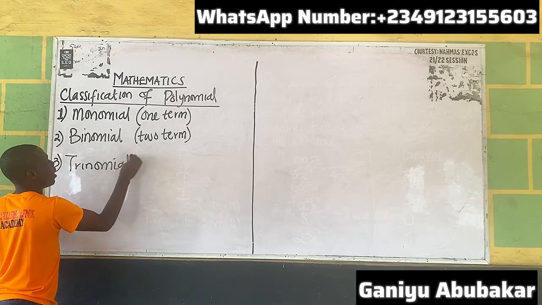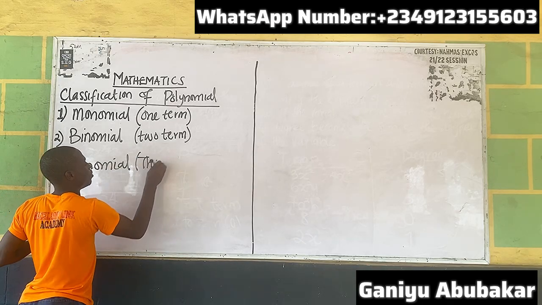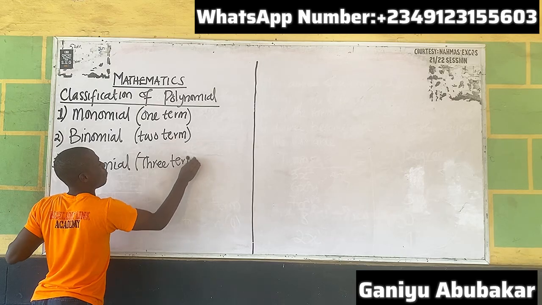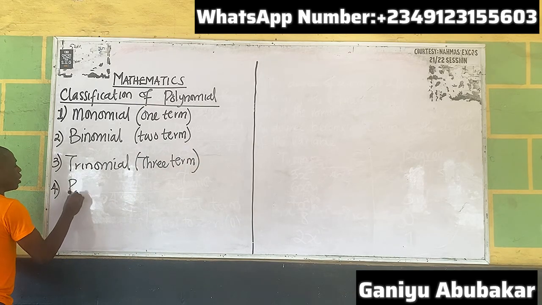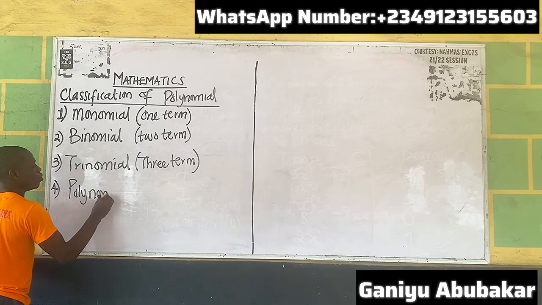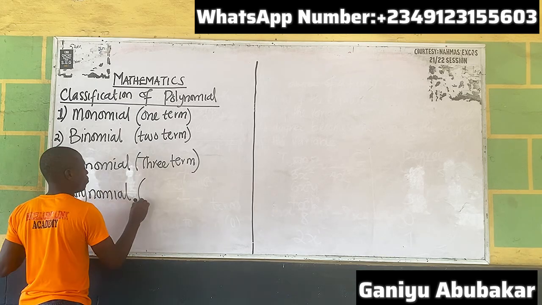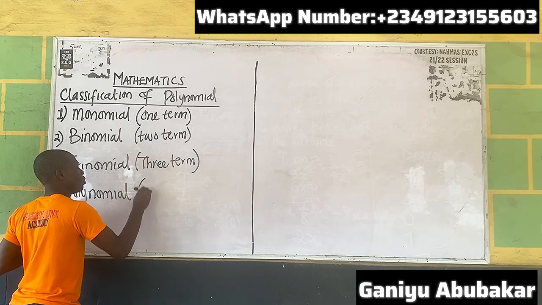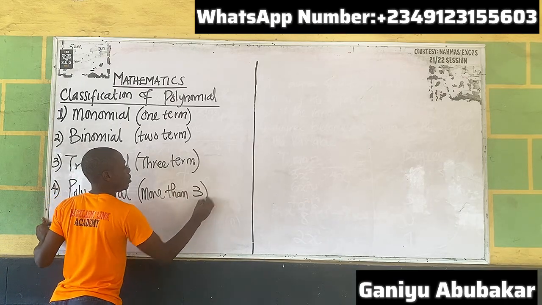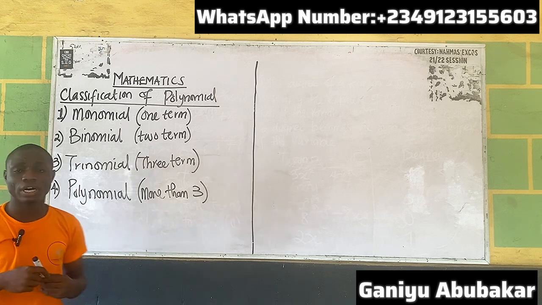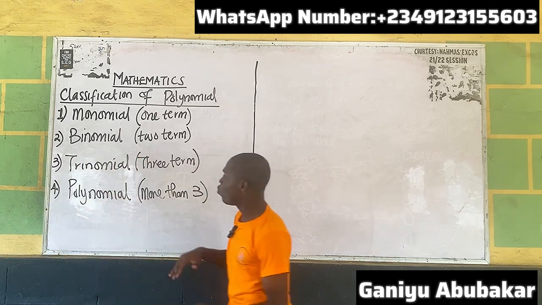Trinomial. When you have three terms. And finally, we have number four, the polynomial. Polynomial is when you have more than three terms. So when it's more than three, you call it a polynomial. Now, when it comes to polynomials, there are four ways you can classify them.